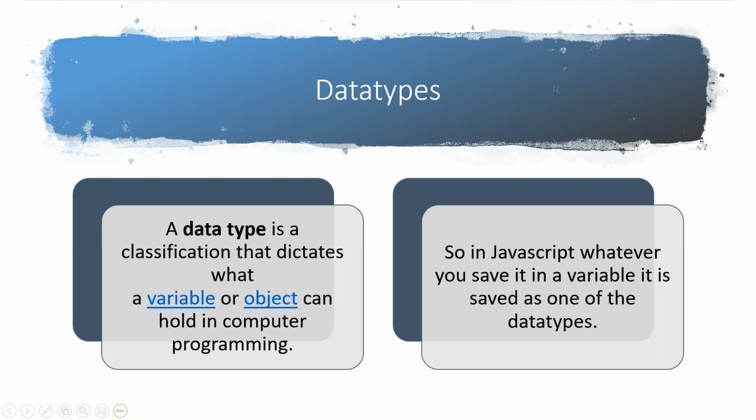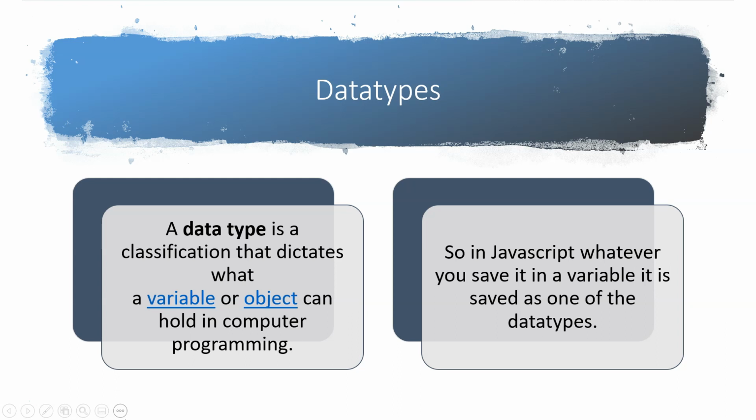A data type is just a classification in any programming language. Whatever value you save in a variable, the programming language needs to understand whether it is a number, string, or a boolean, so that it can give its functions. For a number it will have different functions available. For a string it may have different functions available, like slice and all those methods.